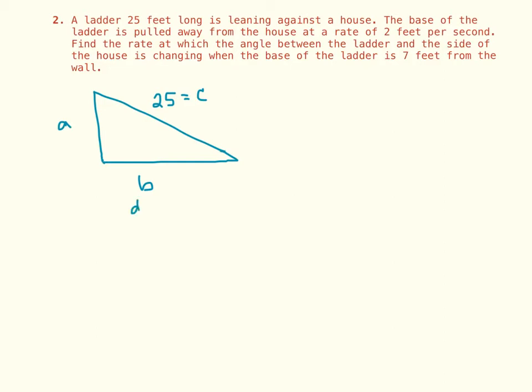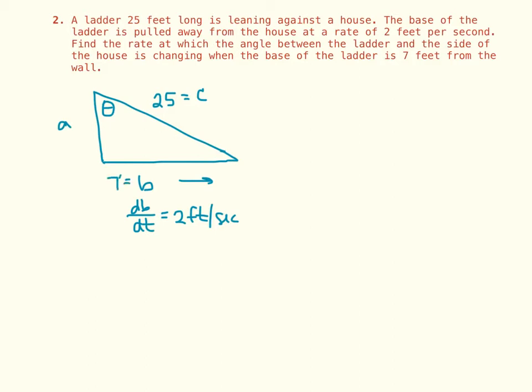So that tells me it's giving me a derivative, dB/dt is equal to 2 feet per second, and it's moving in this direction. Find the rate at which the angle between the ladder and the side of the house. All right, so where's the ladder and where's the side of the house? So they're talking about this angle right here. Find the rate at which the angle between the ladder and the side of the house is changing when the base of the ladder is 7 feet from the wall. Remember the base is the bottom, so they're giving us B here is 7 feet.